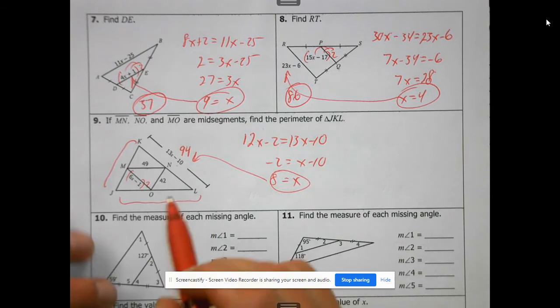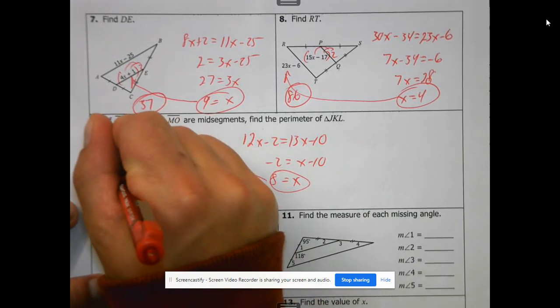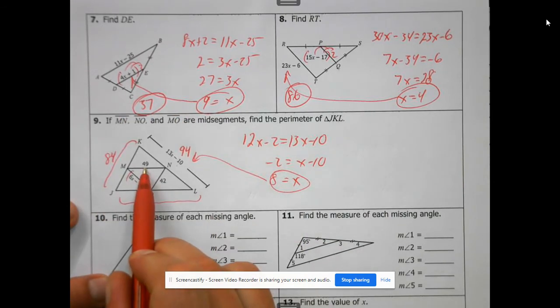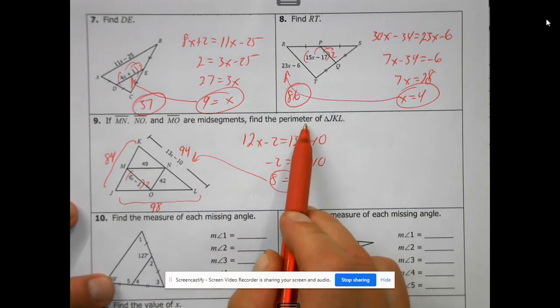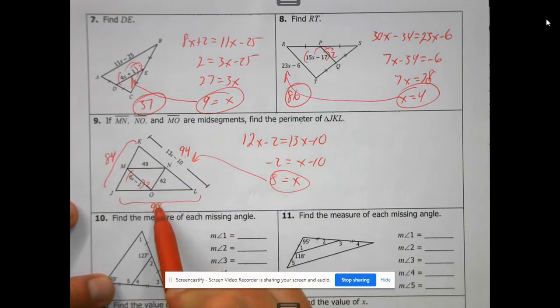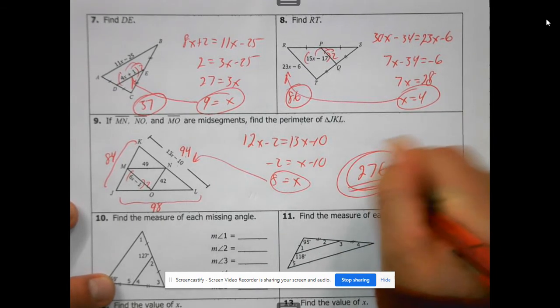All right, the other pieces. If I double 42, this gives me 84. If I double 49, that gives me 98. So the perimeter of JKL, add up all 3 pieces. That's going to give us 276.